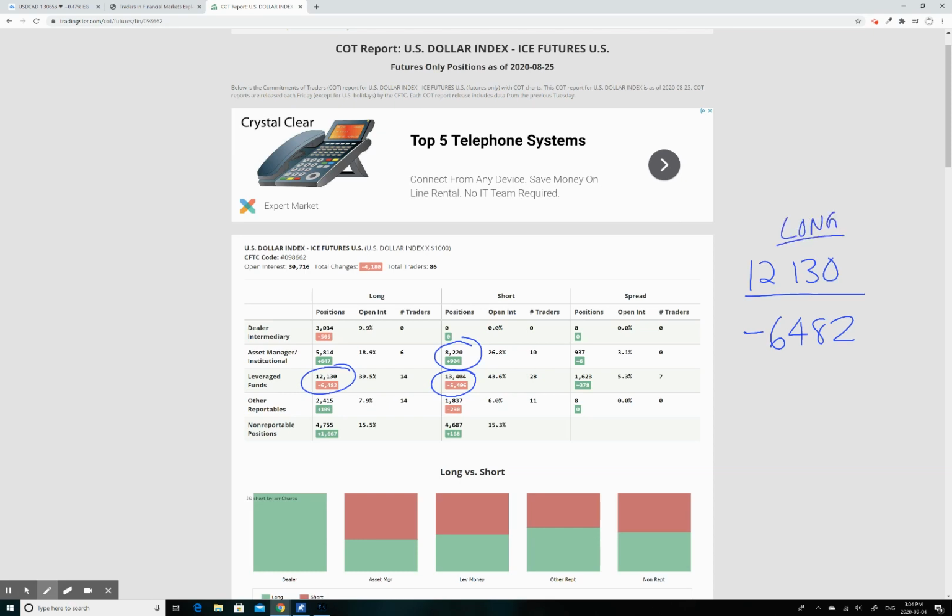So you've got to think about what that means. They just removed a bunch of long positions, and that's quite a significant number, right? When you look at how many they have open versus how many they just took away. But then when you look at the short positions, same thing. They have 13,000 open, but they just removed almost 5,500.